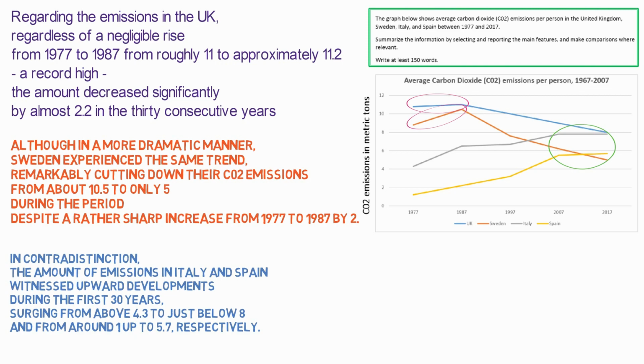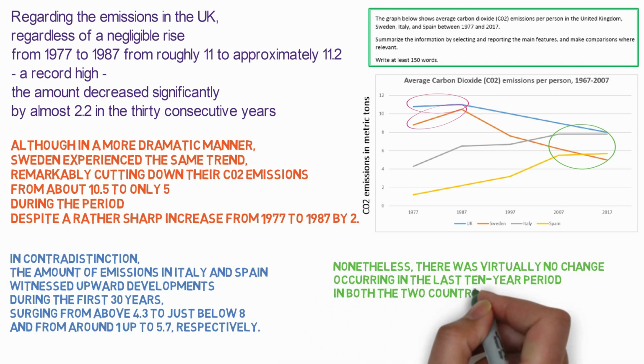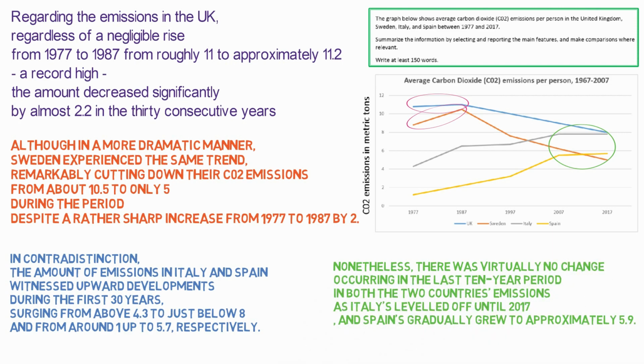They say 2 of them, Italy and Spain, they surge. Yeah, they surge, it means increase a lot. And then they give details. And then they say respectively, which means 4.3 to 8 is of Italy and 1 to 5.7 is of Spain. Well, saves a lot of words. Nonetheless, there was virtually no change occurring in the last 10-year period, which is the part I told you before, 2007 to 2017. There are virtually no changes.